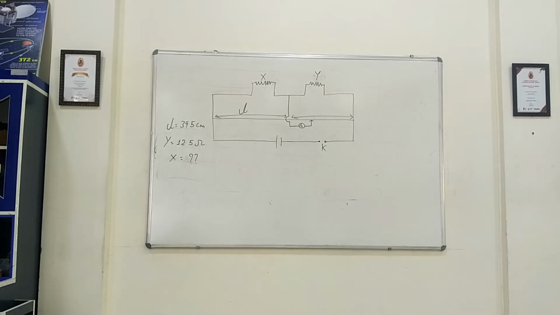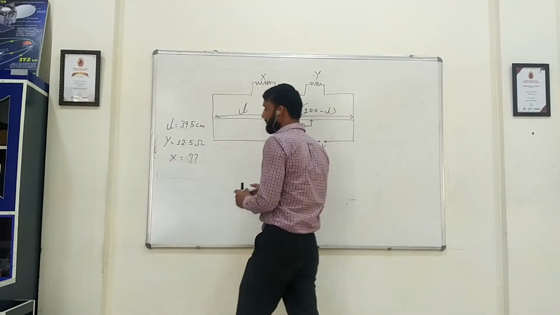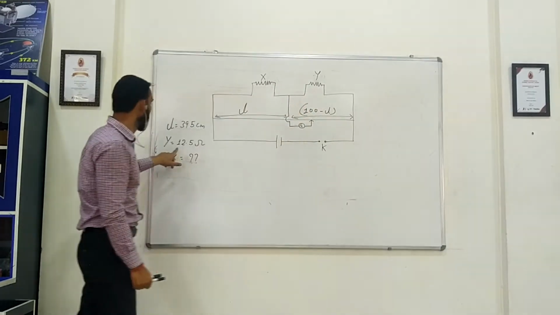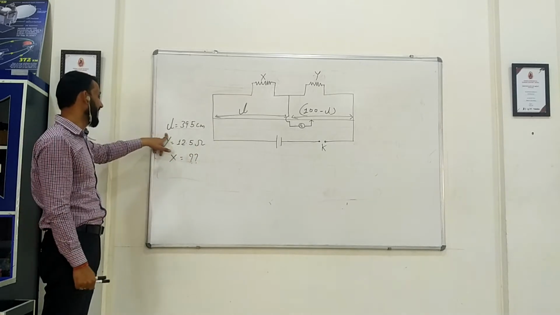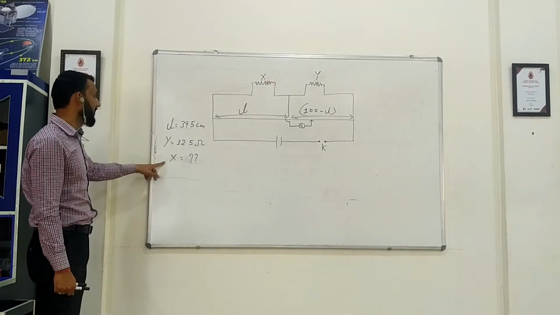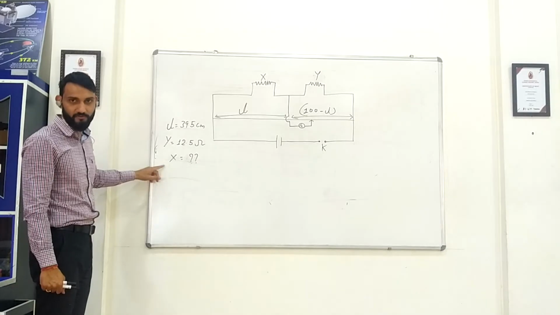Okay, so this is question number 2 and the diagram is drawn. Again, as you can see, we have two resistances connected, X and Y, and the balancing length is L, and the remaining length would obviously be 100 minus L. The value of Y is given to be 12.5 ohm, and the balancing length L is 39.5 centimeter. They want us to calculate the value of X. So what would be the value of X?